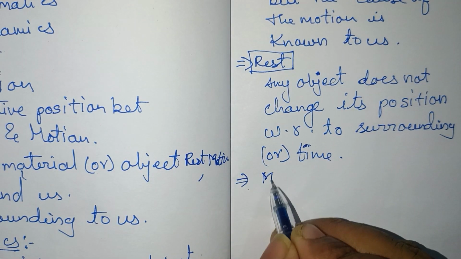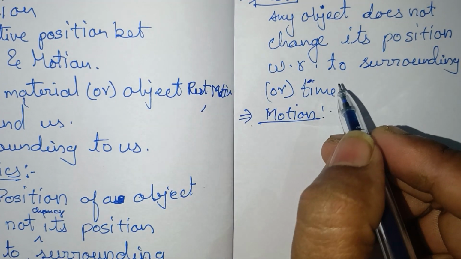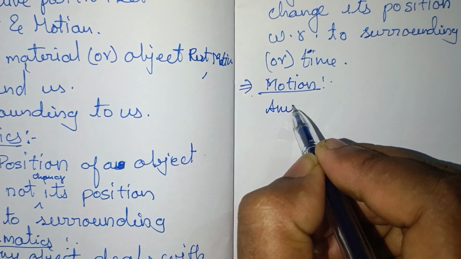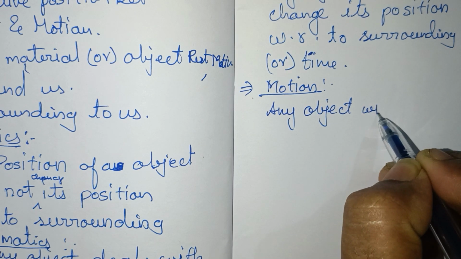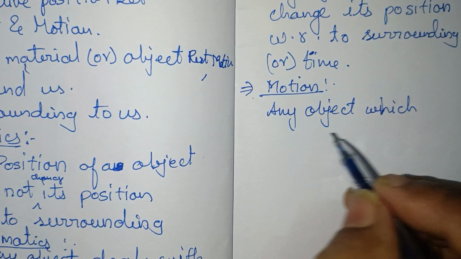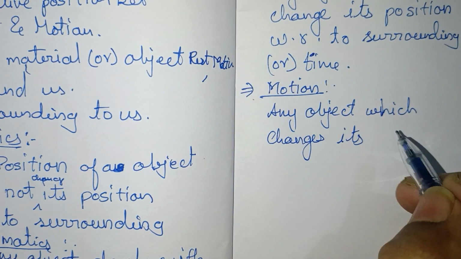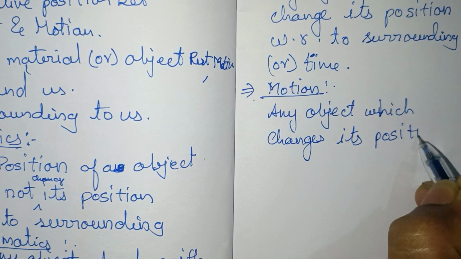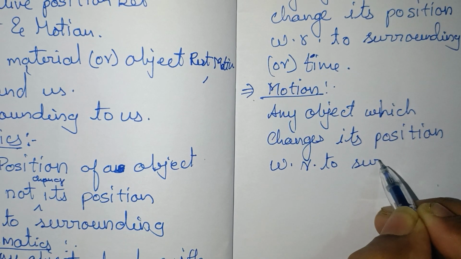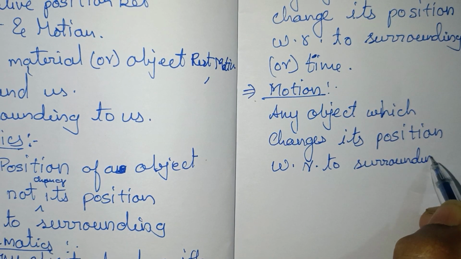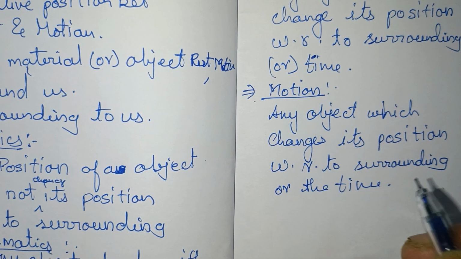Let's talk about the very next point of discussion, which is motion. Sir, how will you define motion? So the same thing is present there. Any object which changes its position with respect to surroundings or time is called motion.